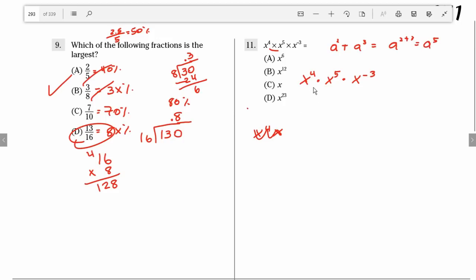So let's apply that here. This would become x to the 4 plus 5 minus 3, x to the 9 minus 3, x to the 6th. Again, that's your law of exponents, which I just told you right here. Okay?